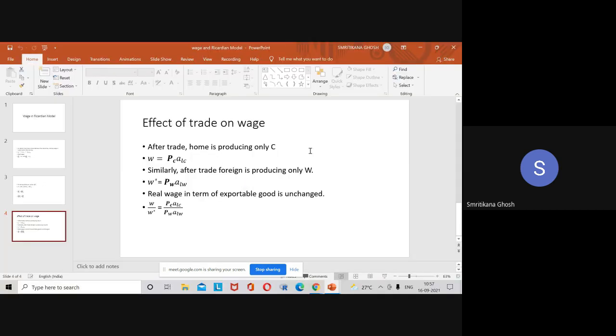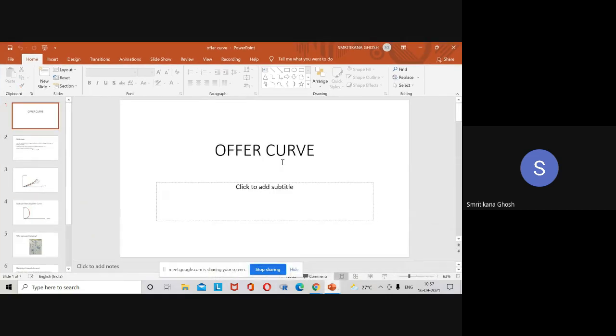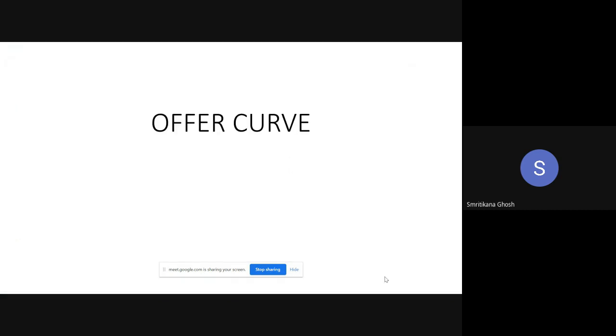So as I have finished Ricardo and I have some time left, I thought I will discuss the offer curve. That is unit 2. Before studying the offer curve, just tell me if you have any query from unit 1. I will take the revision class after finishing the syllabus, definitely. And there you can ask your queries.